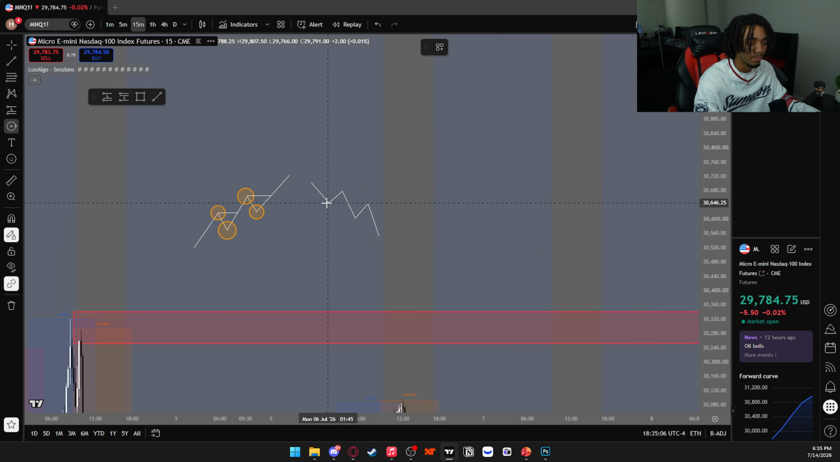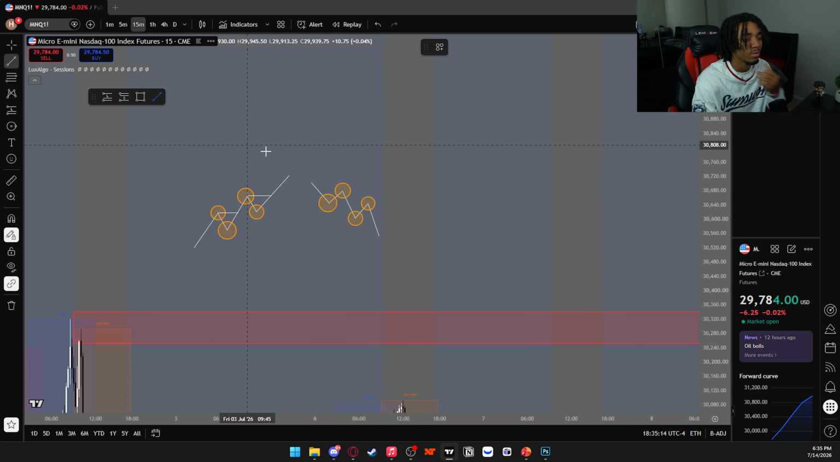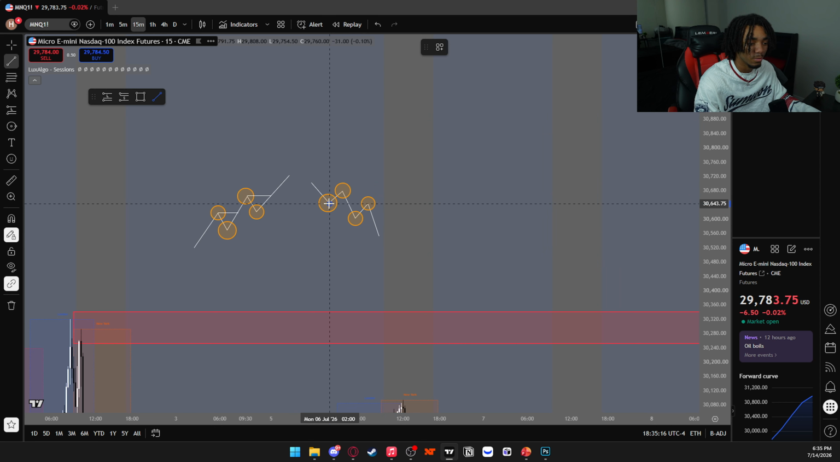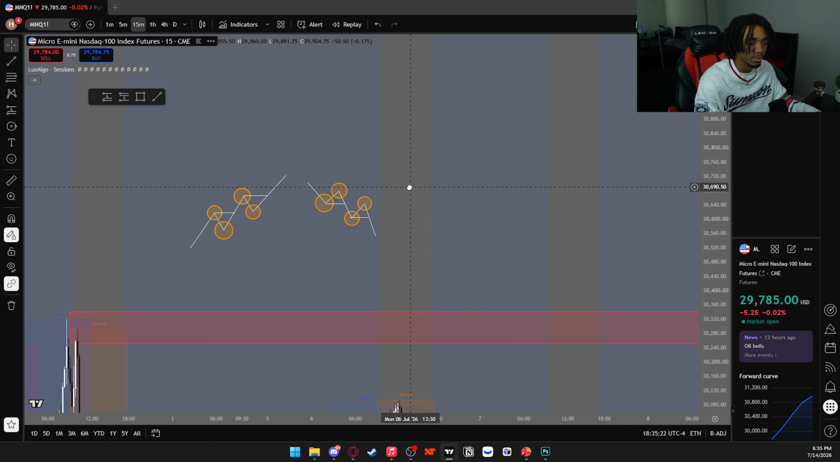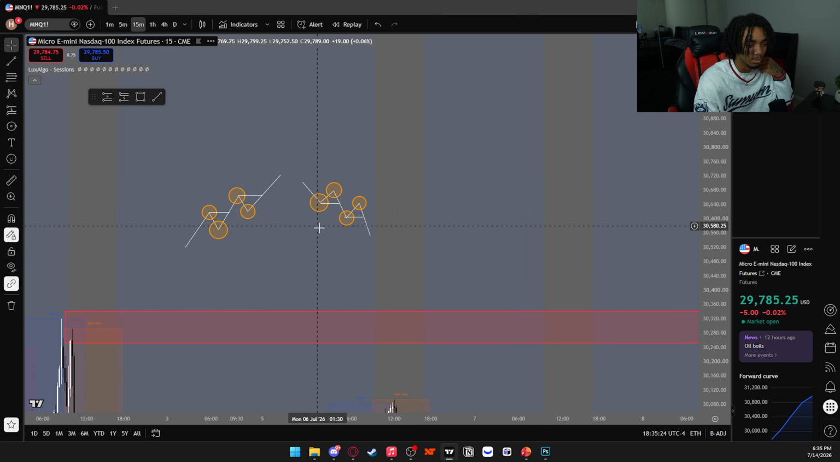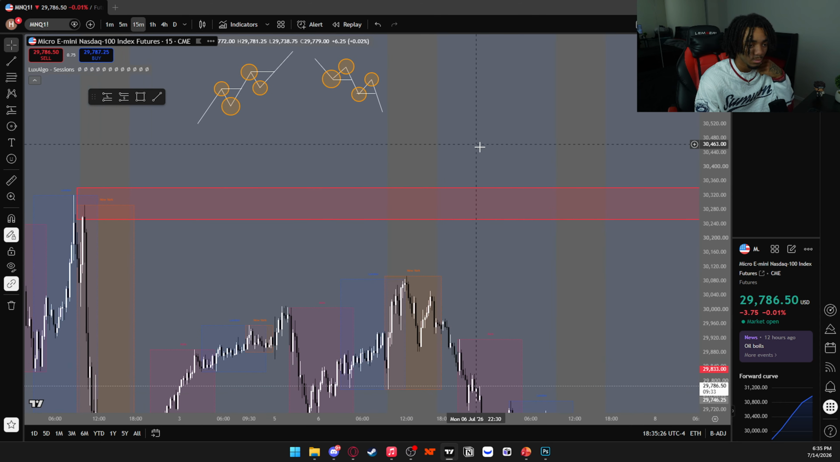Bam. Okay. Low, high, low, high. We're making lower lows, and we're making lower highs, and we're breaking structure to the downside. So that's how you know we're in a downtrend. And you can see it here.